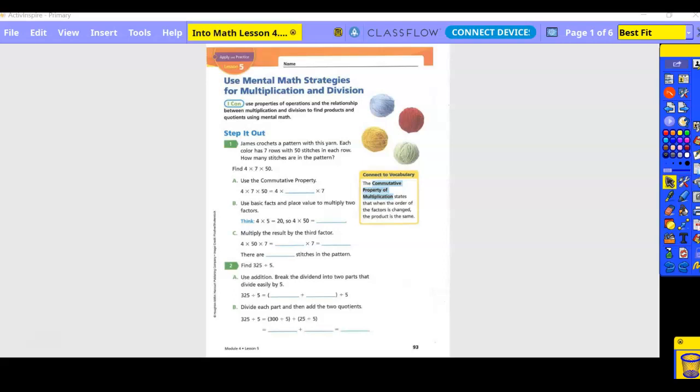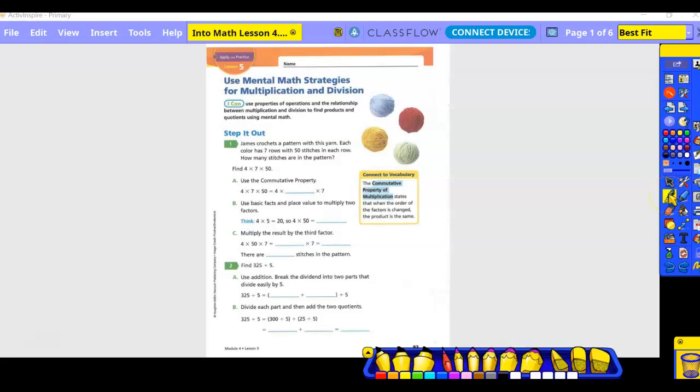Each color has 7 rows with 50 stitches. In each row, how many stitches are in the pattern? Okay, so there's clearly 4 types of yarn, right? There's 7 rows and 50 stitches. So let's plot our information. And then of course the 4 for the number of colors of yarn. And then they want to know how many stitches are in the pattern.